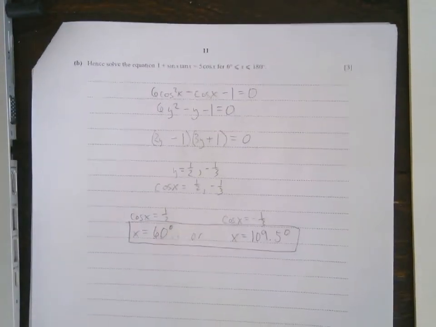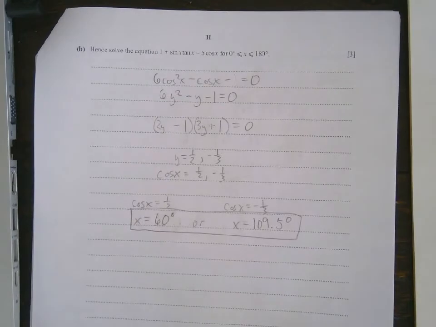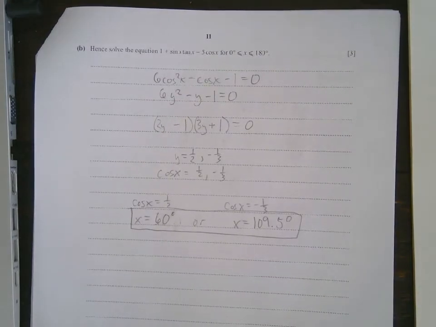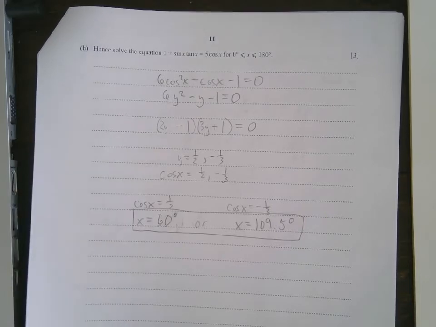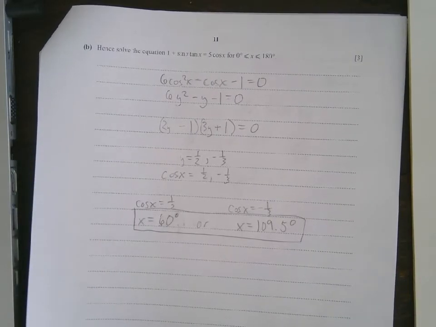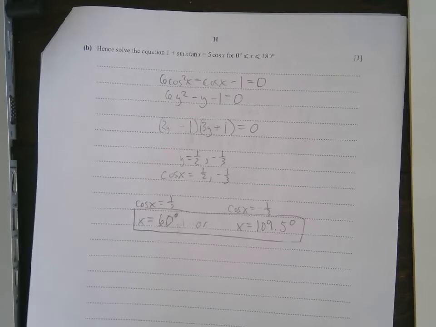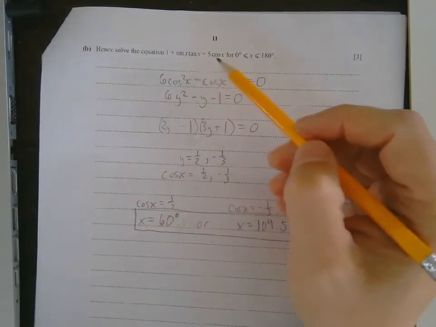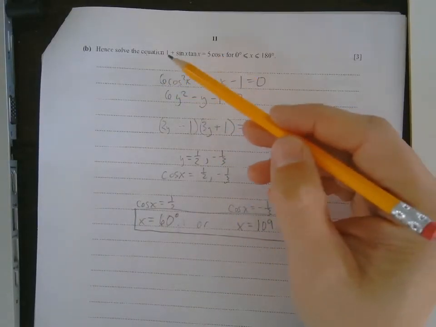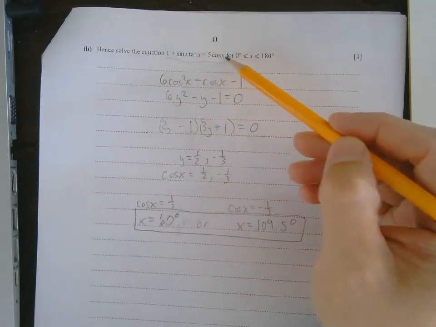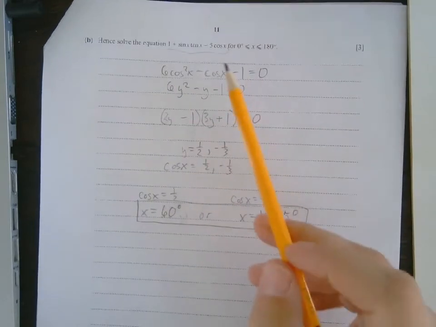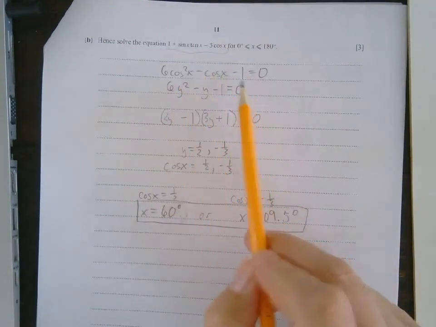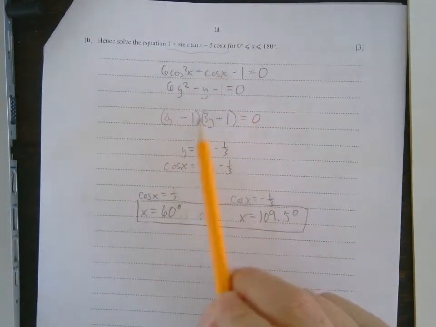All right, part B. It says, hence, solve that equation. Remember, whenever it says hence, it means don't solve this equation from scratch. Solve using the thing you just showed that this equals. So immediately I rewrite this as that and then solve that equation. The key here is to notice that this is a quadratic. So I changed it to a quadratic.